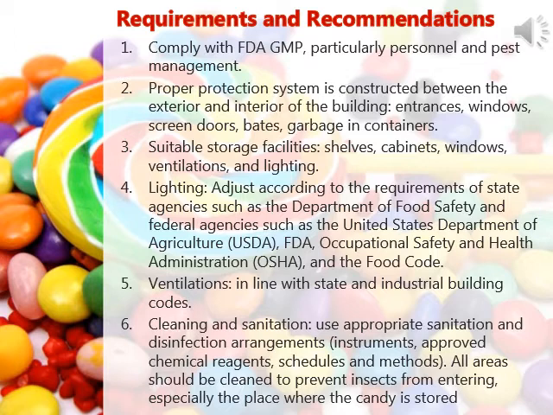Number 4, lighting adjusted according to the requirements of state agencies such as the Department of Food Safety and federal agencies such as the United States Department of Agriculture, FDA, Occupational Safety and Health Administration, and the Food Code. Number 5, ventilation in line with state and industrial building codes.